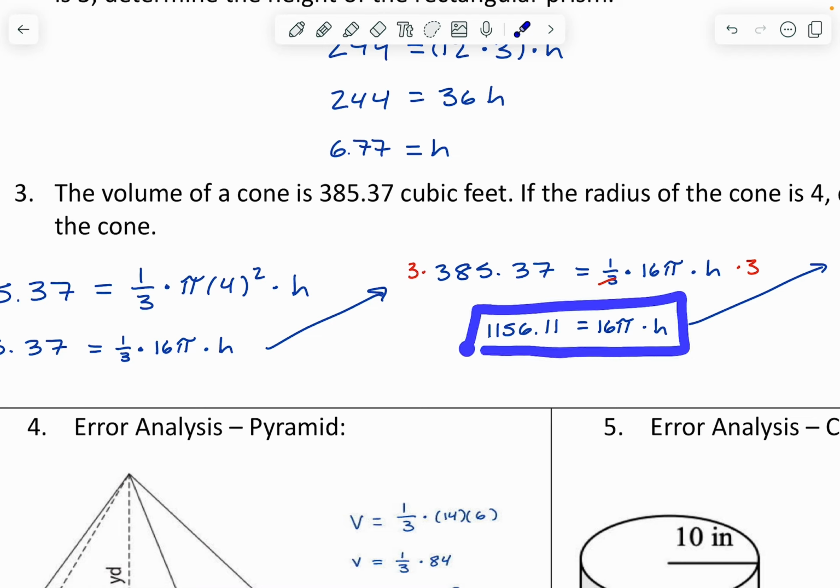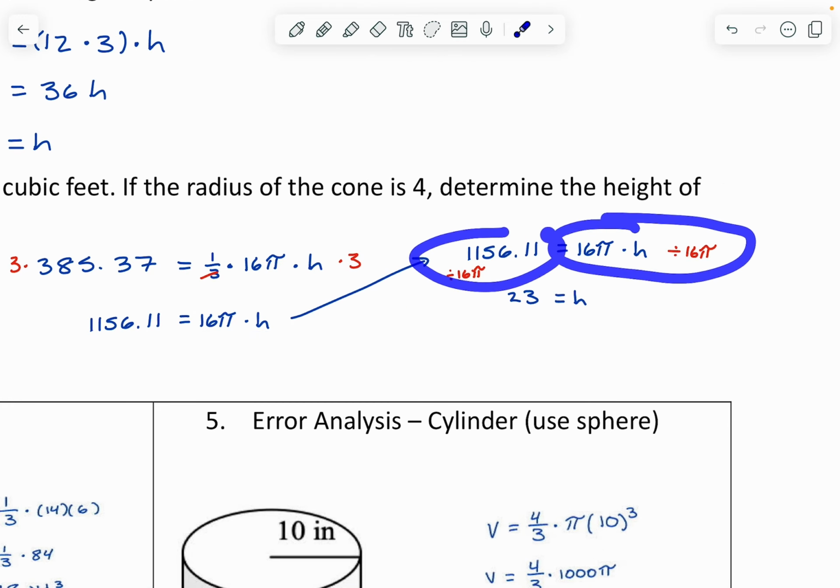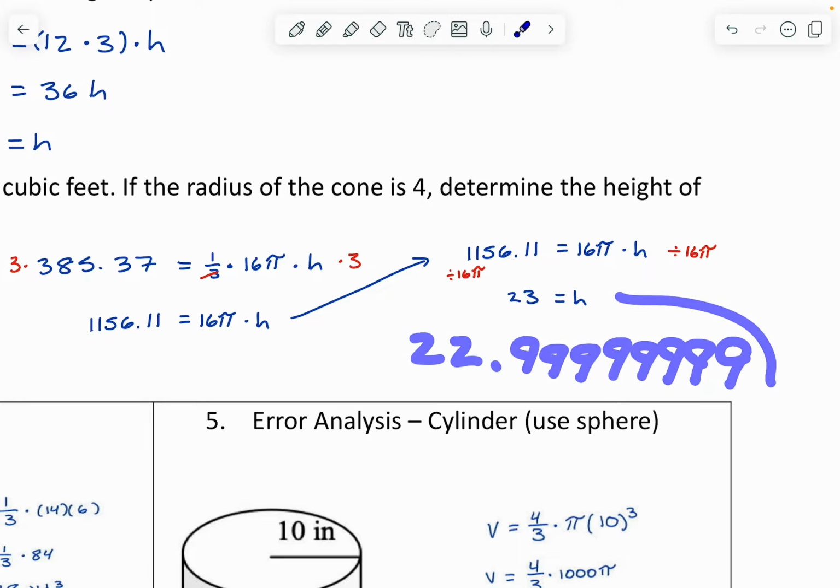I want to get h by itself. I'm dealing with multiplication. If I want to get rid of that multiplication, what am I going to do? Divide. You're going to divide both sides by 16 pi. You can use your calculator for this. 1,156.11 divided by 16 pi gets you 23. Realistically, it gets you like 22.999, and it's just 9s for a very long time. We can just round that to 23.